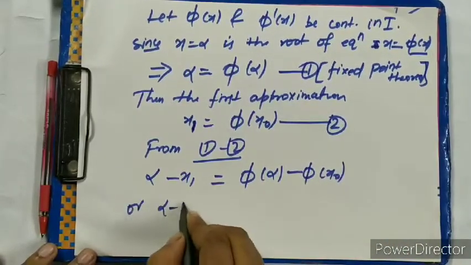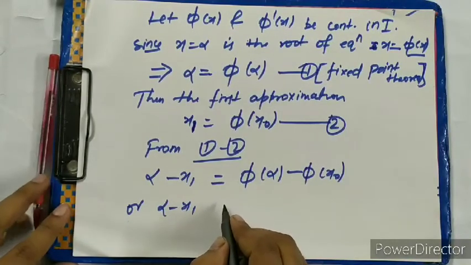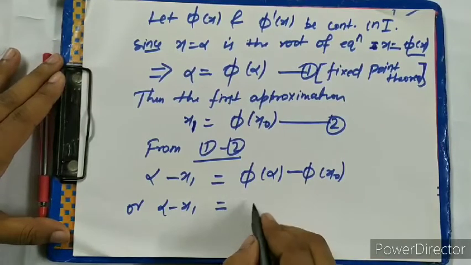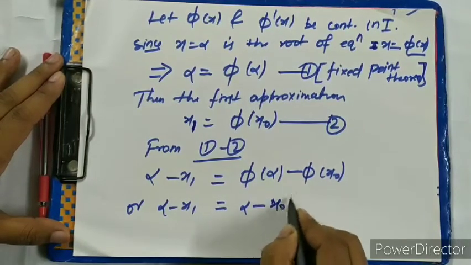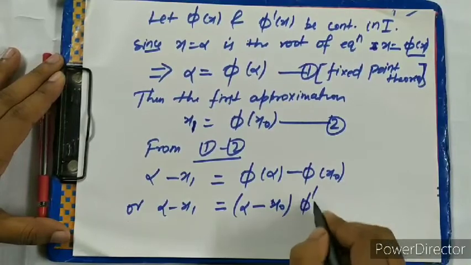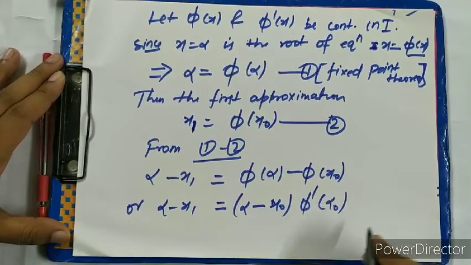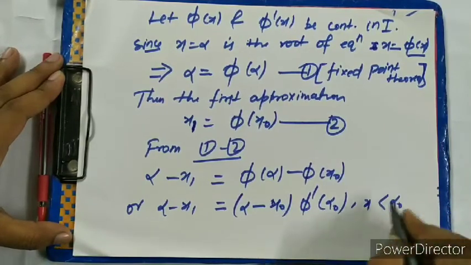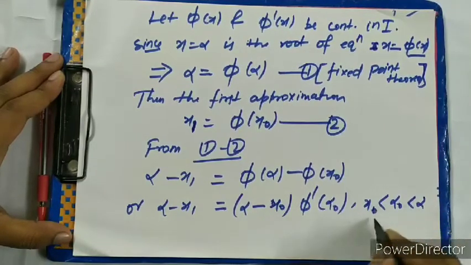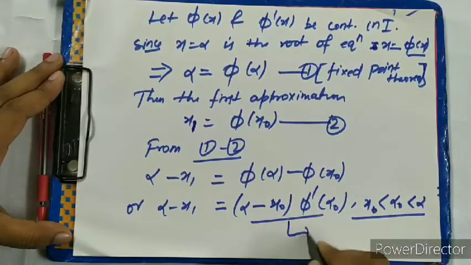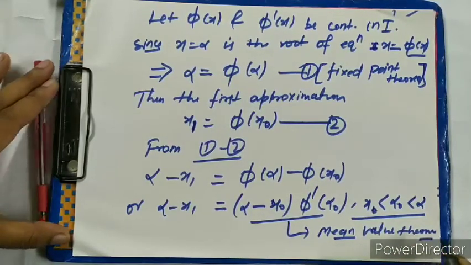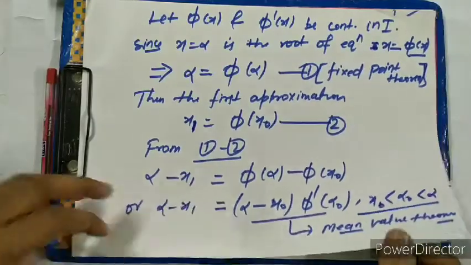Or alpha minus x1 is equal to alpha minus x naught phi dash alpha naught, where alpha naught lies between x naught and alpha. This is from the mean value theorem. Okay, is it clear?